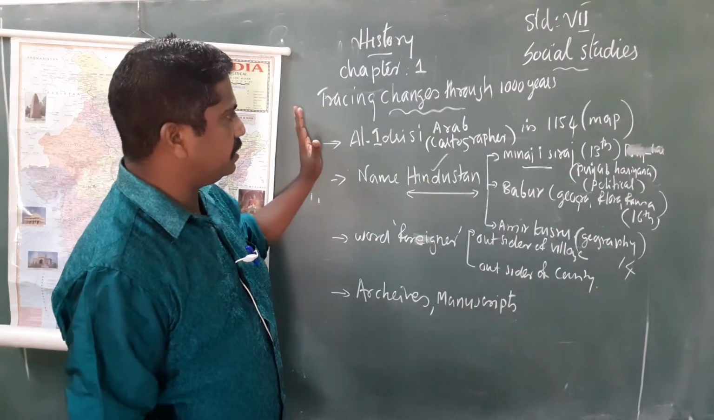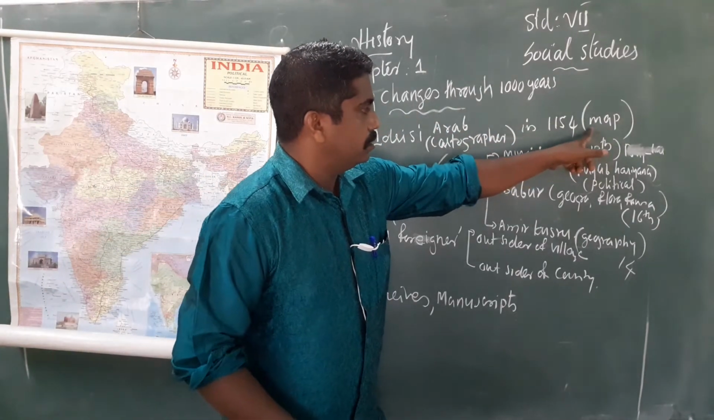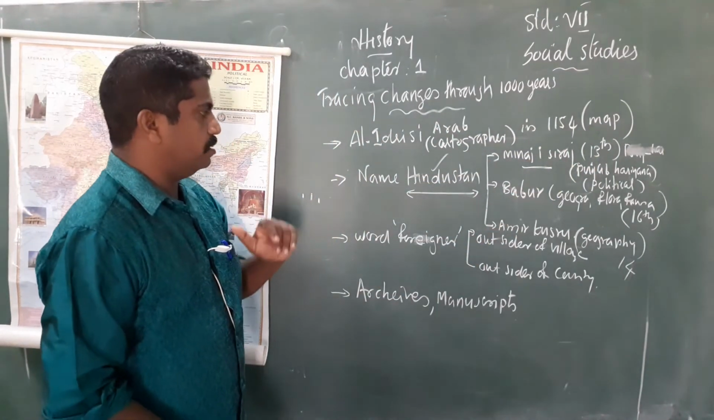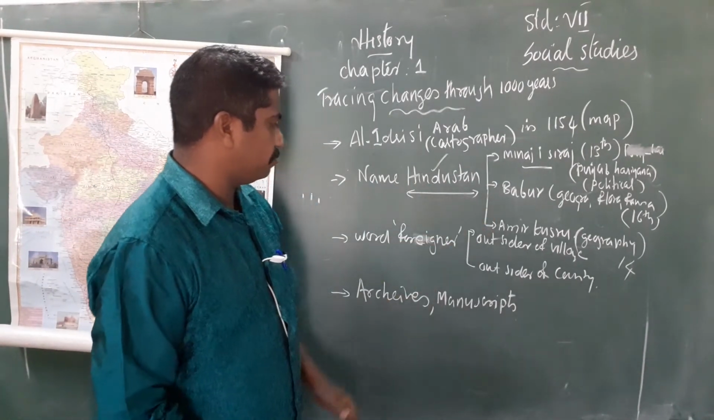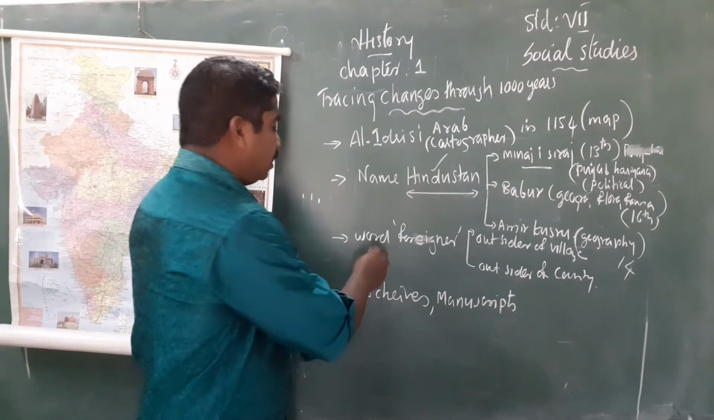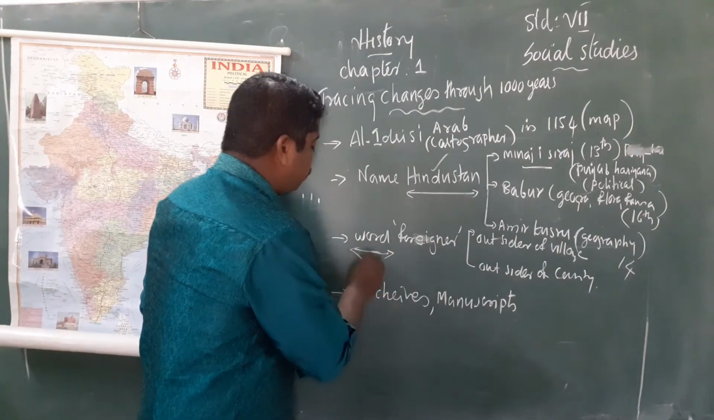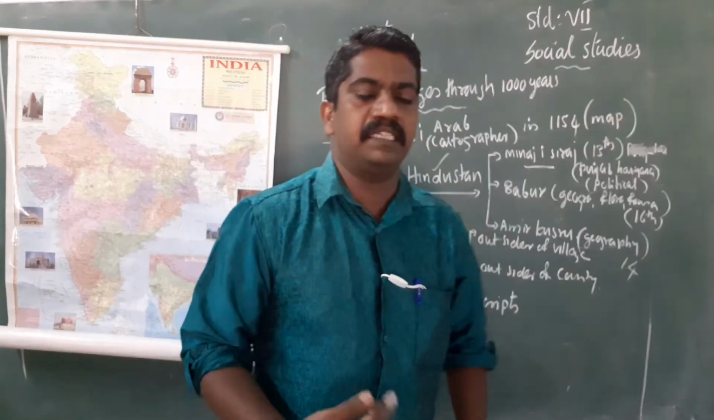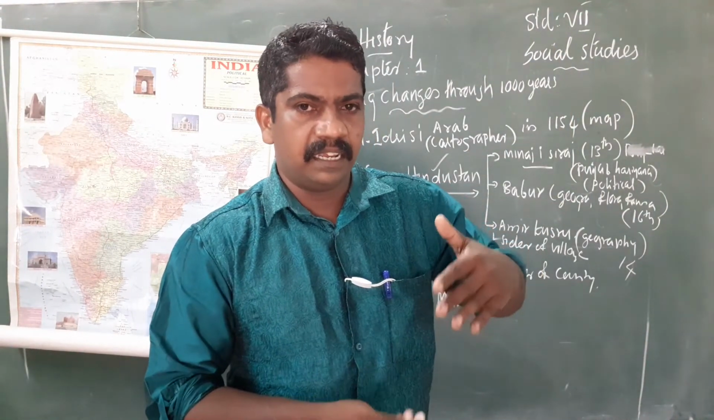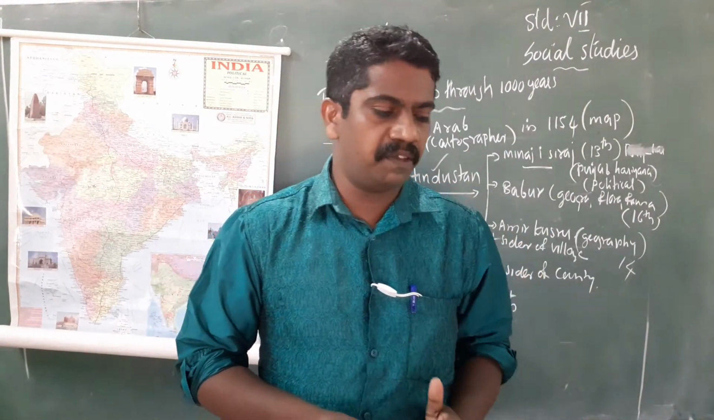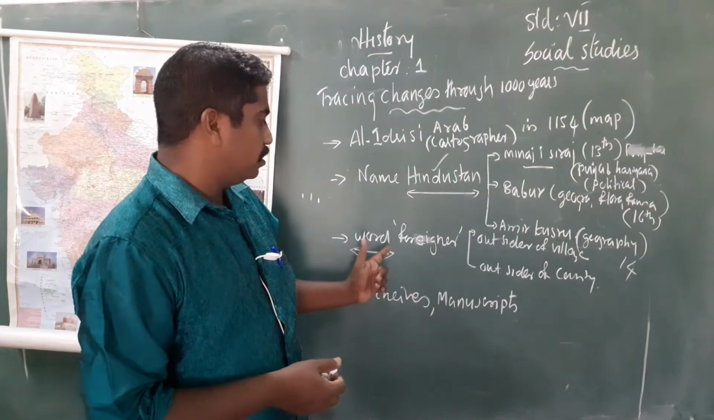The first changes we studied in the map. Second, we studied the meaning of the word Hindustan. Then another: there were changes in the meaning of words. Some words also changed meaning. From early times onwards, the meaning changed in particular words. For example, we are going to study the word foreigner.